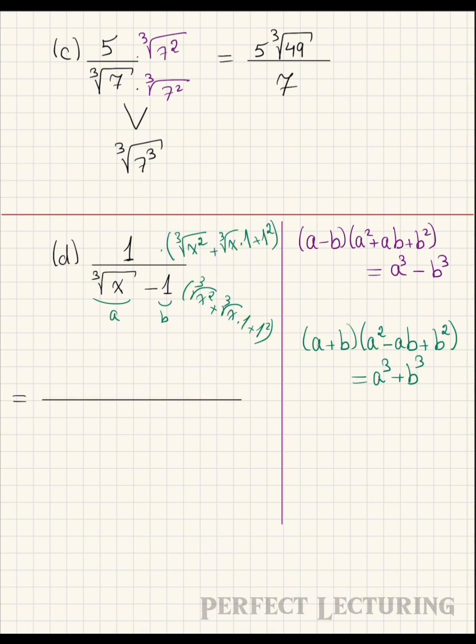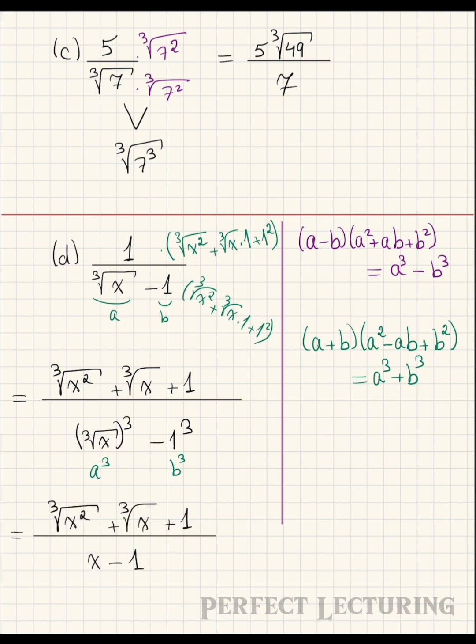So now the top becomes just the cubic root of x squared plus the cubic root of x plus 1. And the bottom is what? It is (a minus b) times (a squared plus ab plus b squared), which matches with this identity. So we get the cubic root of x all to the power of 3, and this is a cubed, minus 1 to the power of 3, and this is b cubed. So the final answer becomes like this. And yes, we were able to get rid of the radical.